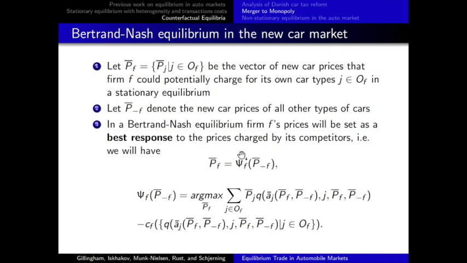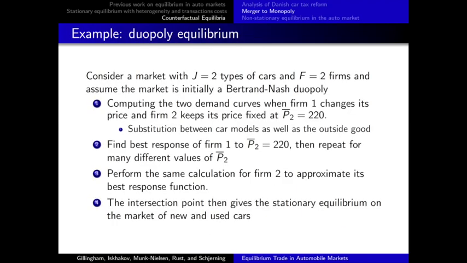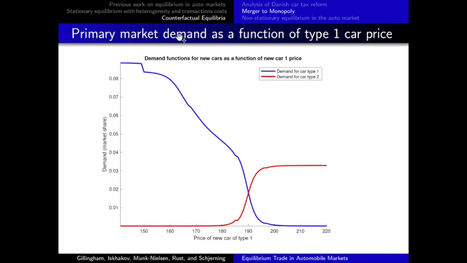These firms set prices of all their products in this market. The prices here are the equilibrium prices that are the solutions to both firms' best responses, where you find best responses to prices charged by the competitors, and in equilibrium the prices are mutually best responses for all the firms. Here are some more details I'm going to skip; this was just the parameterization. Here is an illustration of how the primary market demand curve changes, the demand or market share for new cars as a function of price. There's demand for the type 1 car and demand for the type 2 car.